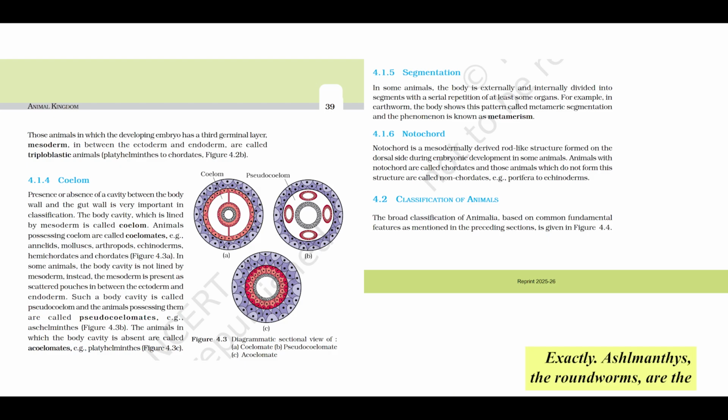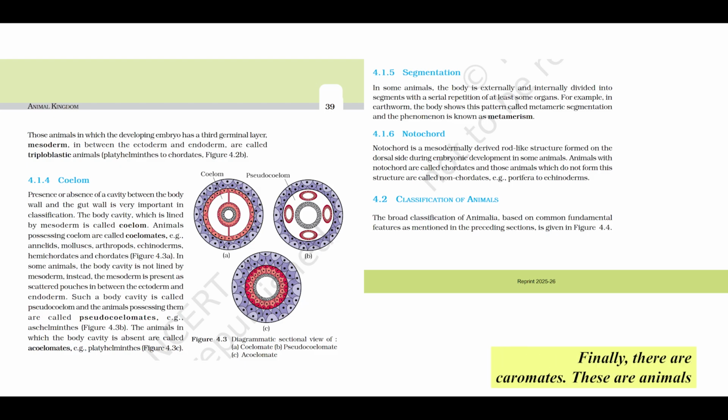Exactly. Aschelminthes, the roundworms, are the classic and most important example of pseudocoelomates for your exams. This false coelomate still provides some space for organs and acts as a hydrostatic skeleton to some extent, but it lacks the full structural support and organizational advantages of a true coelom. Okay, Aschelminthes equals pseudocoelomates, and the third type?